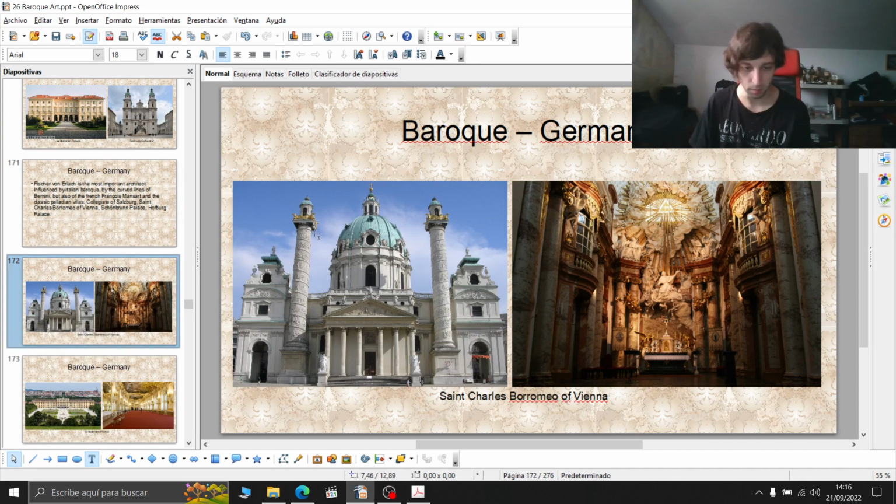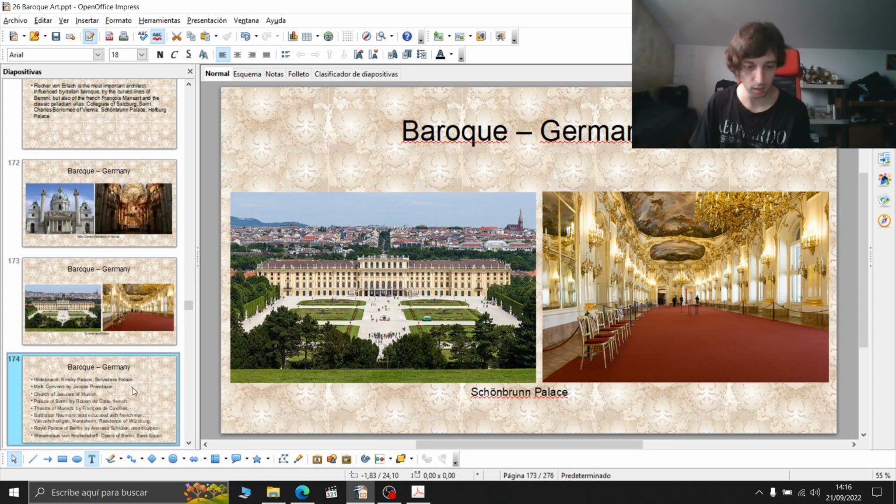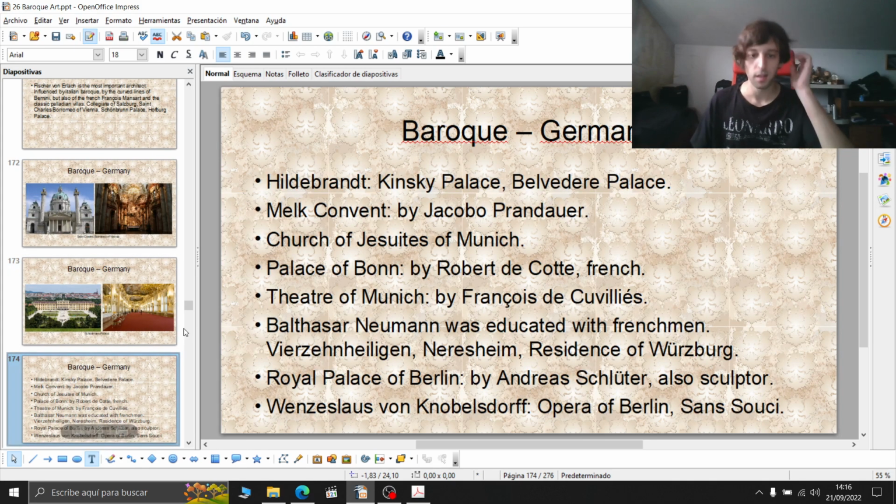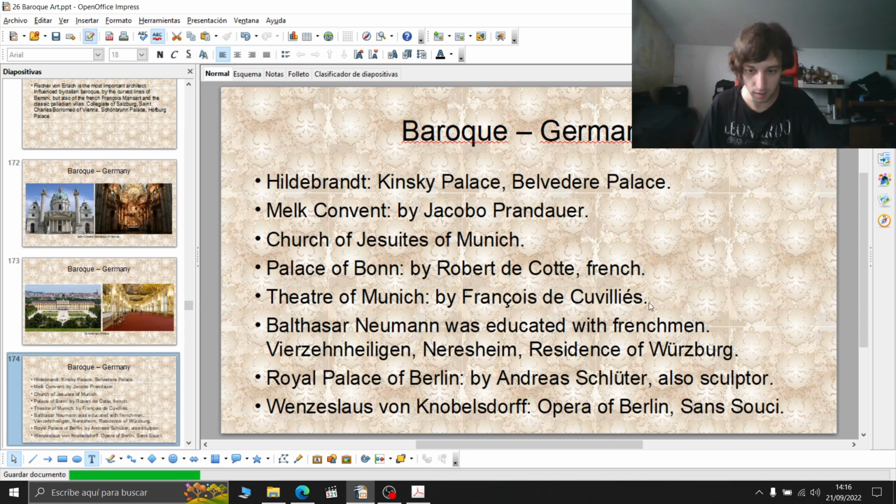This one is the most impressive, St. Charles Borromeo of Vienna, with these columns. Schönbrunn Palace. Hildebrandt, Kinsky Palace, Belvedere Palace, Melk Convent by Jakob Prandtauer, Church of the Jesuits of Munich, Palace of Bonn by Robert de Cotte, a Frenchman, Theatre of Munich by François de Cuvilliés.